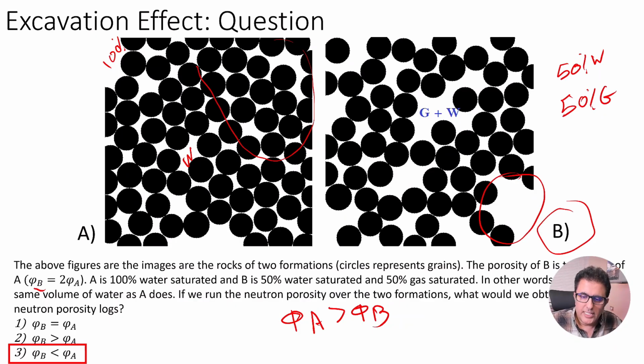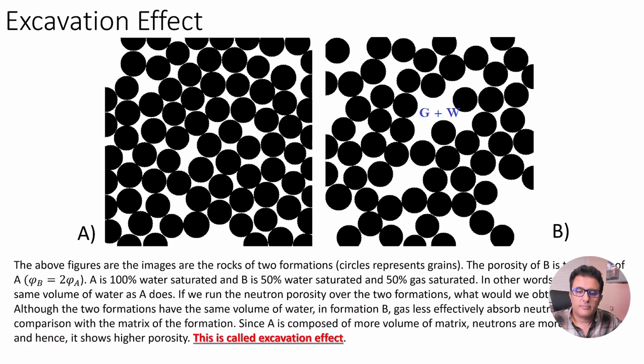We're going to see that phi d will be greater than phi b, and phi a will be greater than phi b. Indeed, this phenomenon is called the excavation effect. Excavation effect means that gas cannot attenuate neutrons significantly, and even the matrix itself is able to attenuate neutrons much better than gas.